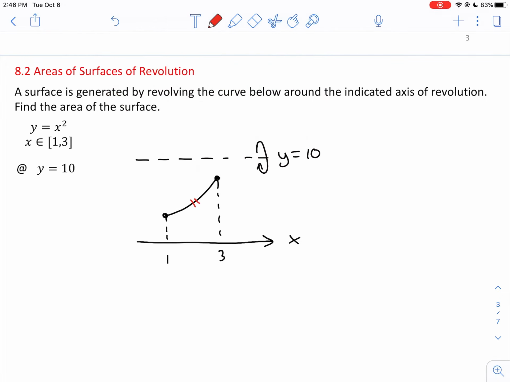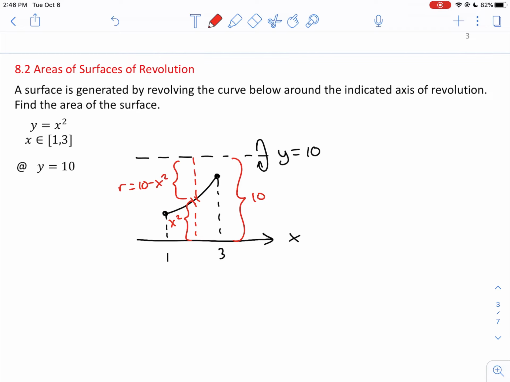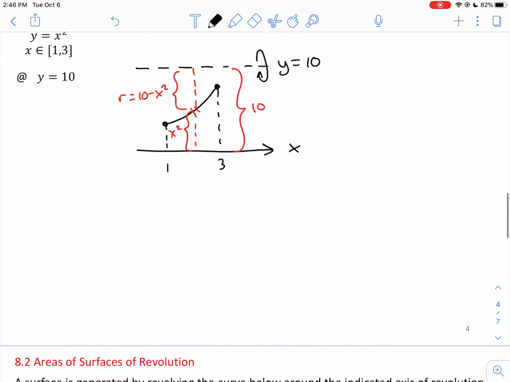Imagine a little snippet of this curve and figure out how far away from the axis of revolution that is. Well, I know that this length from the strip down to the x-axis is x squared, and I know that this total length is 10, so we can deduce that r is going to have to be 10 minus x squared. Or you can do upper, which is 10, minus lower, which is x squared. And then from here, the setup is all pretty similar.